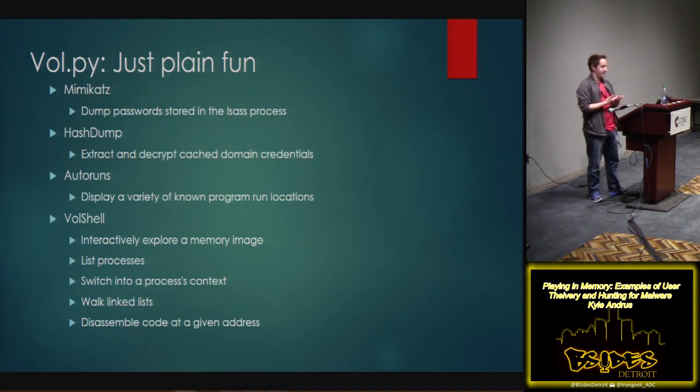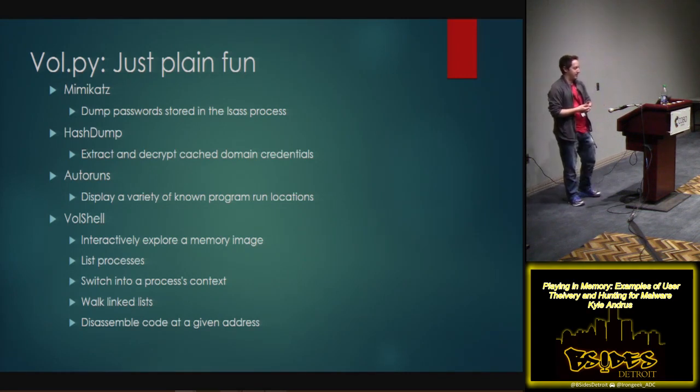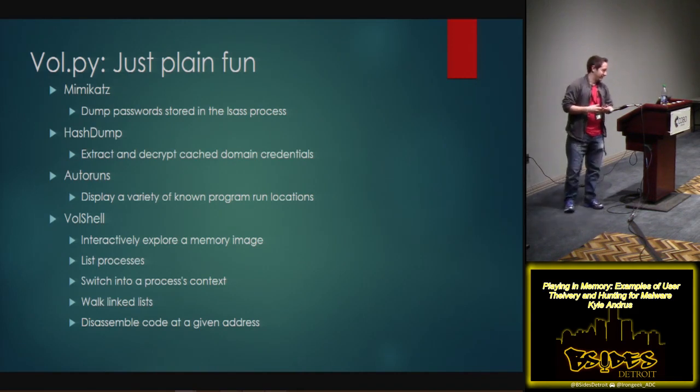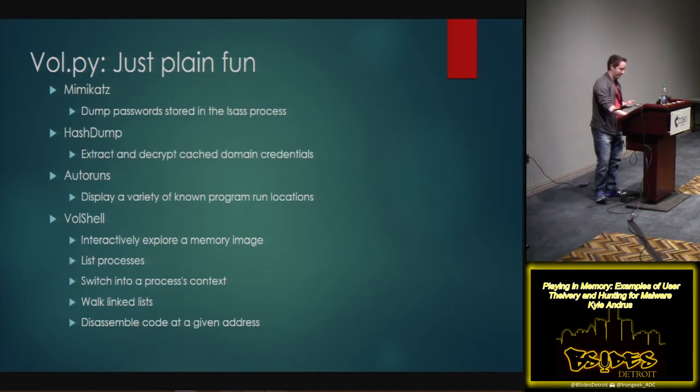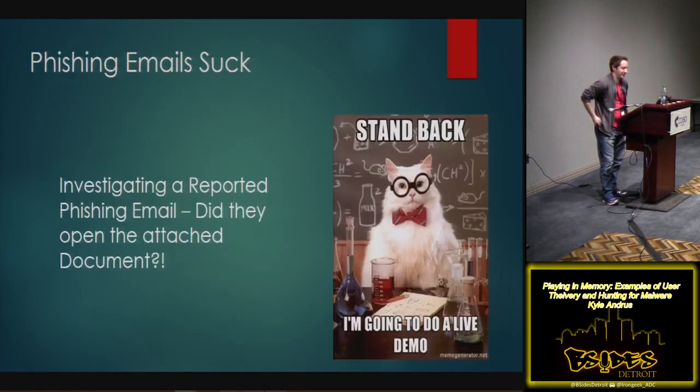And then Vol Shell is a very powerful tool. It's kind of like the debugger in Volatility. It allows you to jump into the context of a process and navigate all of its resources on the fly. So let's look at a quick example of this, to give you an idea of what some of these plugins can look like.